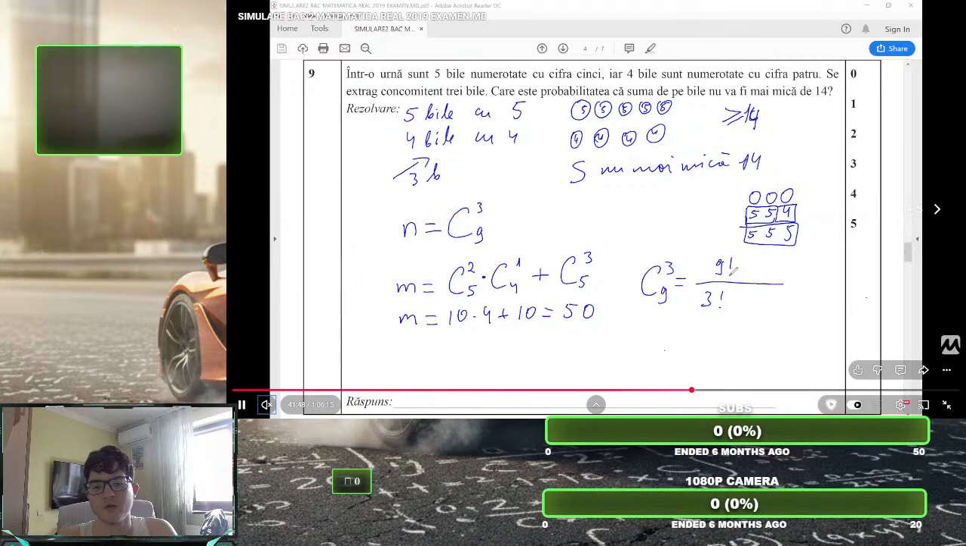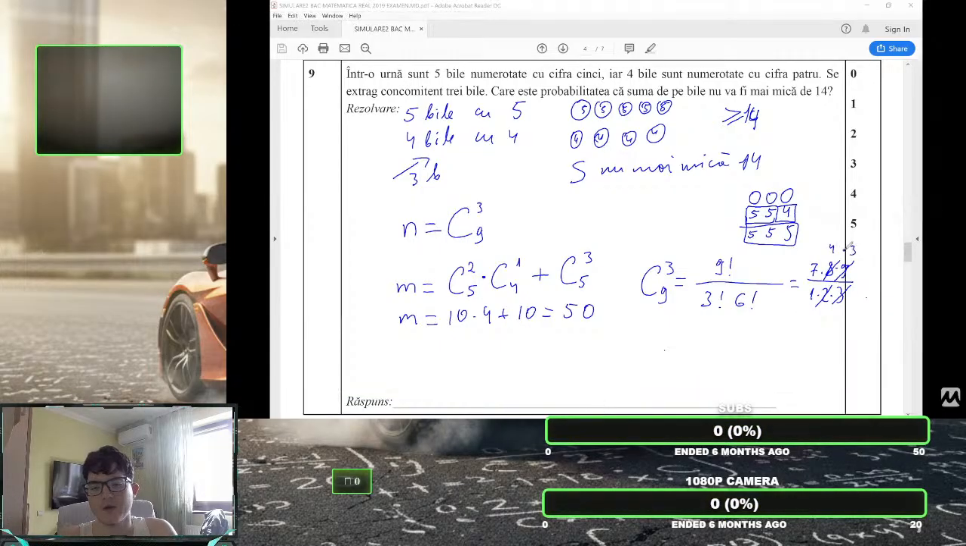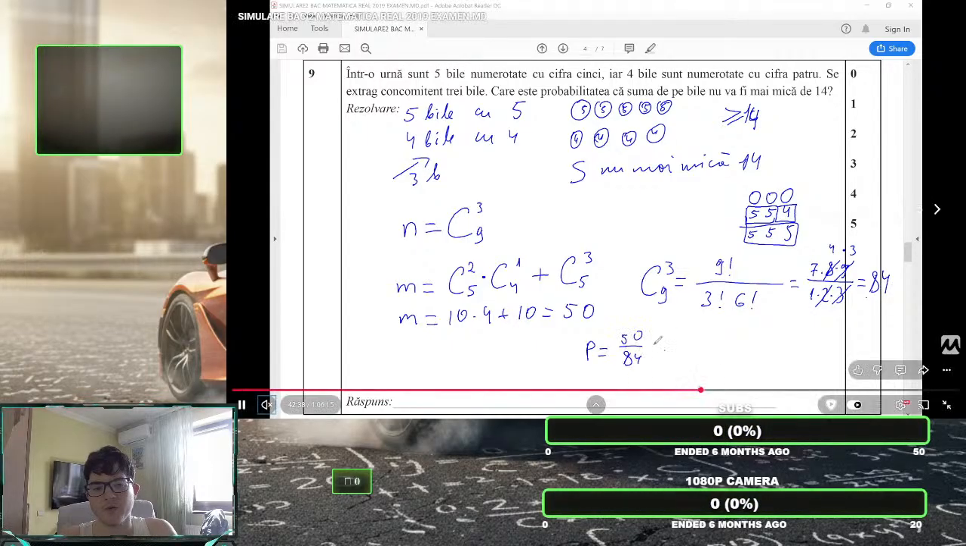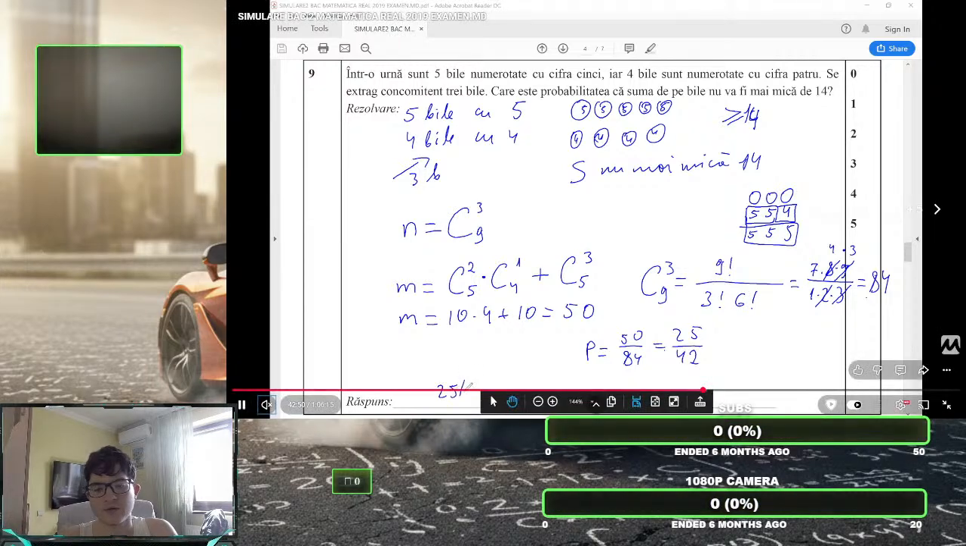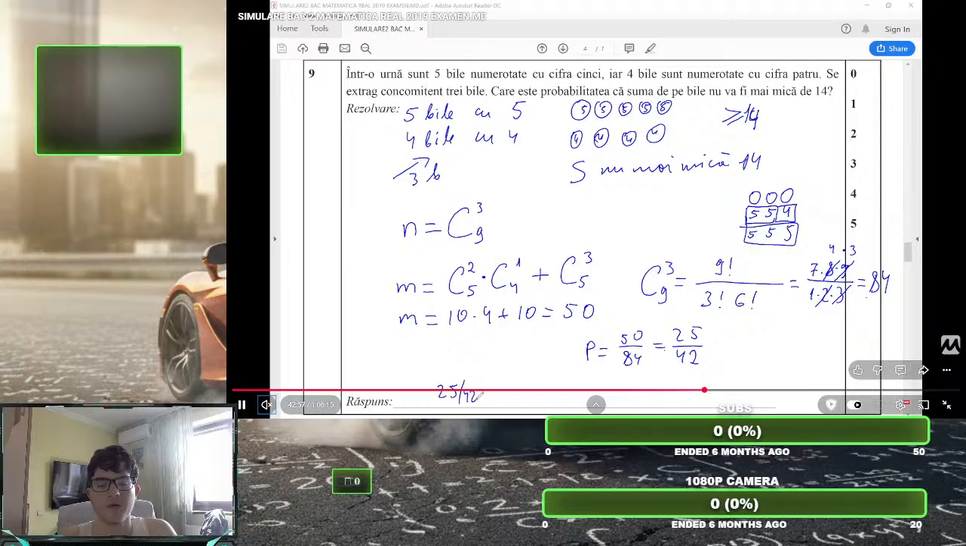9 factorial up there, 3 factorial, 6 factorial, 7 8 9 on top, and 2 3 on the bottom. And to just simplify, you will get this: 1 below, just don't write it down, so you're gonna have 28 times 3, which is 84. So the probability will be 50 over 84. Simplify that, 25 divided by 42, right? So that is the probability right here. Genius.